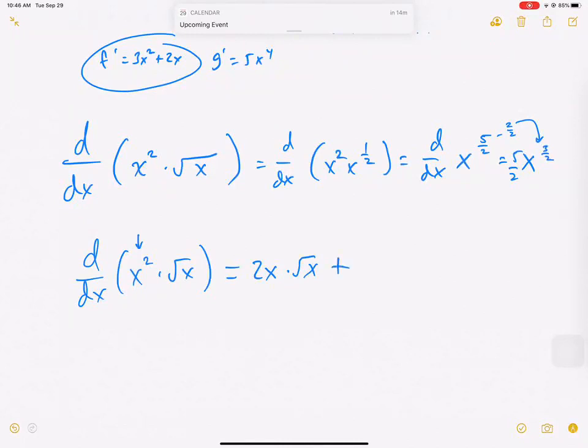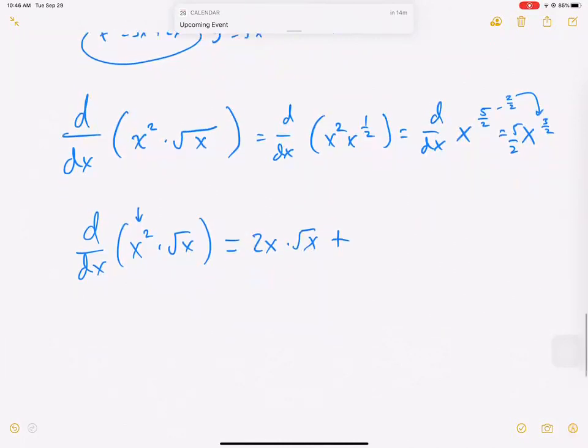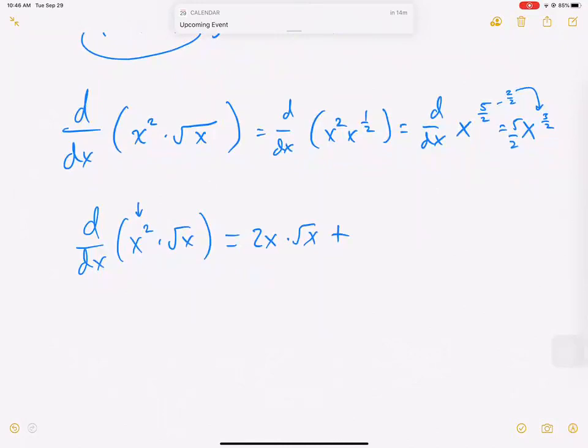Plus, product rule is always a plus. Plus the derivative of the back, which is, careful, this is x to the 1/2, right? So be careful about that. So it's 1/2 x to the negative 1/2. That's the derivative of the back. Leave the front alone. That is our setup.